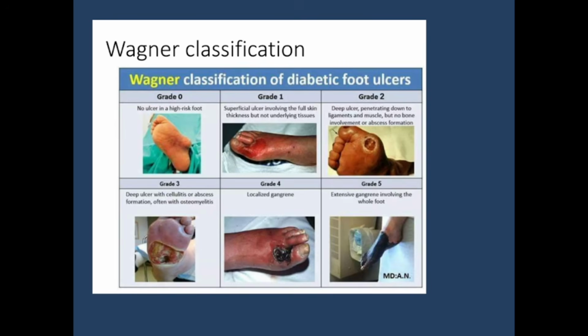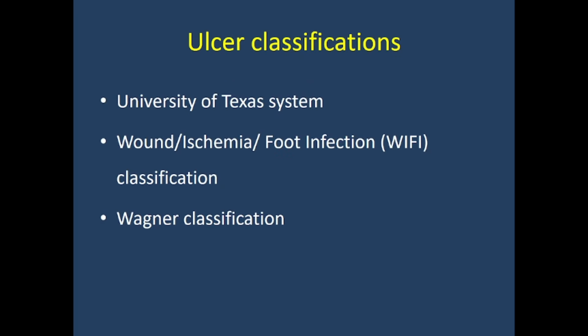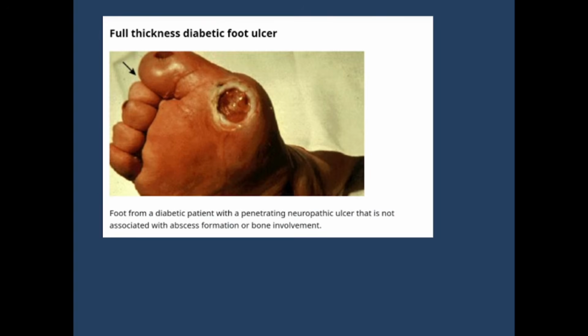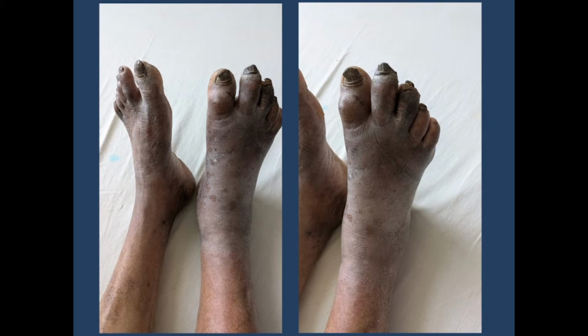I'm just giving an example, right? If you want, you can adhere to the common classification. And the Wifi classification is the one commonly used by the vascular team, right? Vascular. They talk about wound, ischemia, and foot infection. You can read about that. So this is an example of a diabetic wound. I will go through that later.